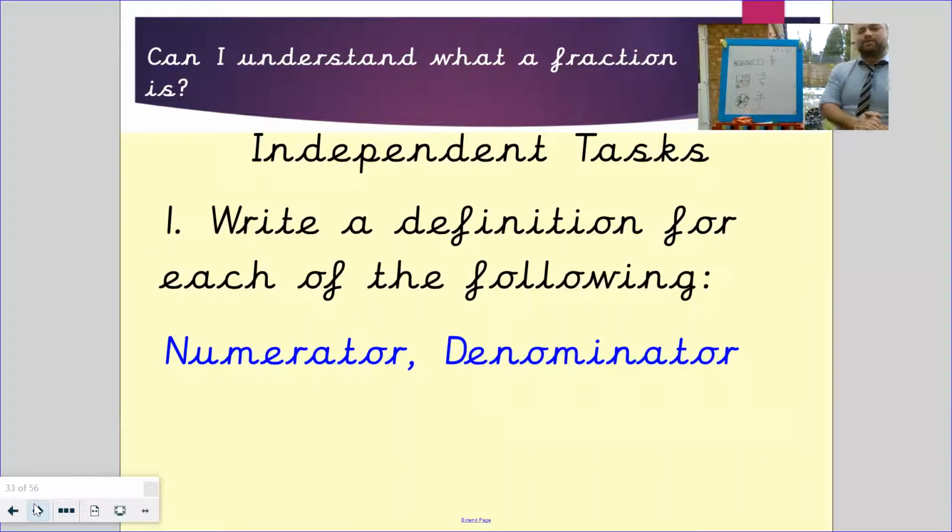Now, your independent work for today, for challenge number 1, I want everyone to write a definition for each of the following. Can you write a definition for the numerator, and can you write a definition for the denominator? If you're struggling with that, why don't you draw it out for me, and then you can just say, this is the numerator, this is the denominator, this is what it means, and this is what this means, okay? So if you're struggling to write it out in words, maybe do it in picture.